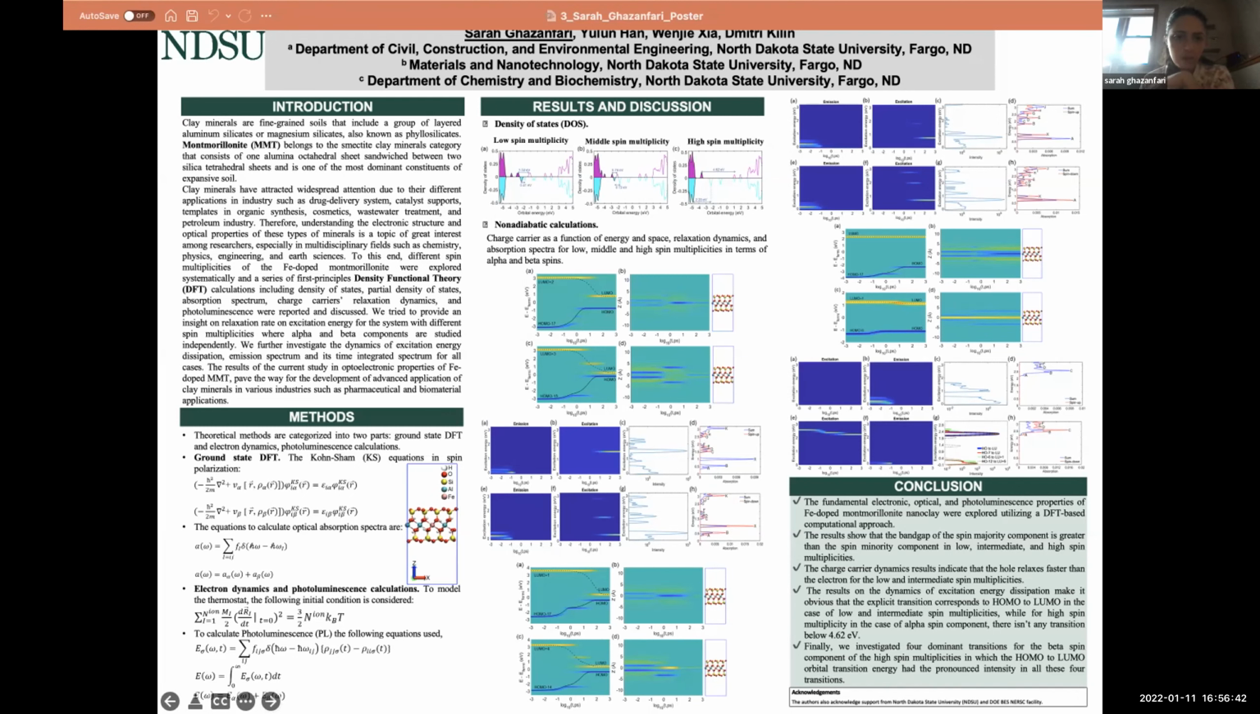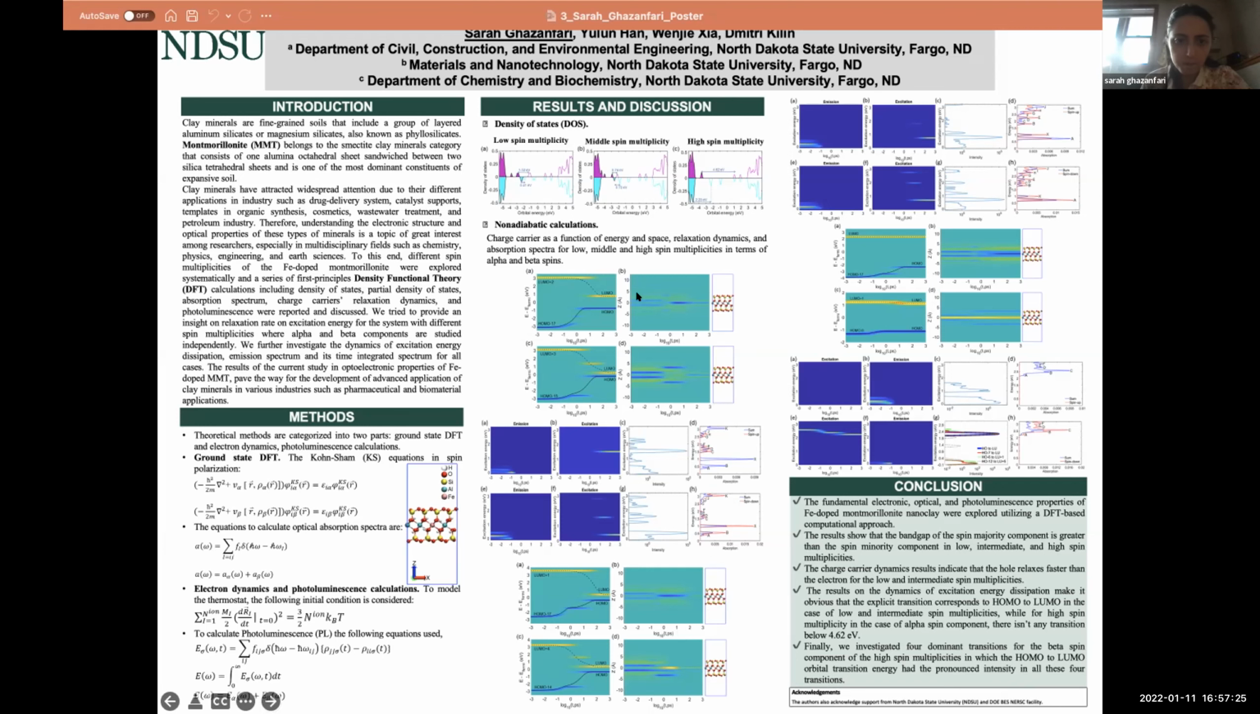For the second part, which is the non-adiabatic calculation, again because of lack of space, I just explained in one sentence. You can see the charge carrier as a function of energy and space, and also the relaxation dynamics plots and the absorption spectra for different spin multiplicities in order. The top shows the results for low spin multiplicity, the second corresponds to the middle, and the last one corresponds to the high spin multiplicity.